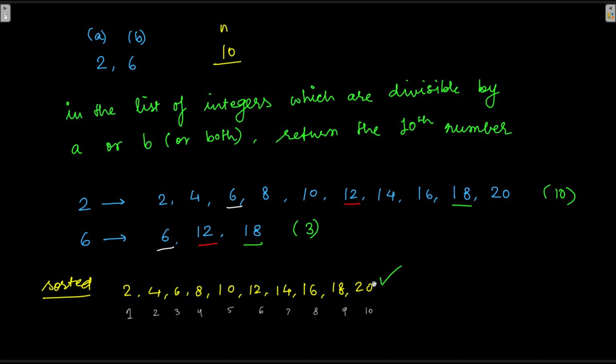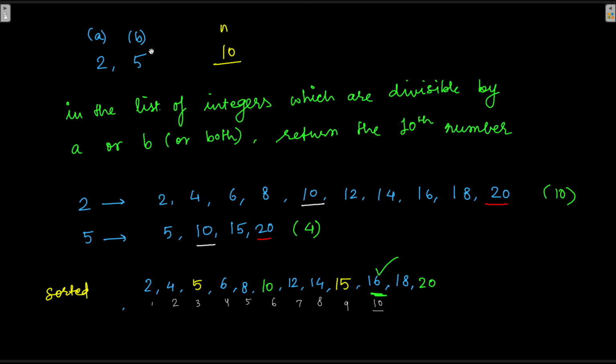Let us take another example. In this case, in the place of 6, I have taken 5. That means the list of 2 is still going to remain the same, but the list of 5 will slightly differ this time. So we have 5, 10, 15 and 20 as the 4 numbers which are divisible by 5 and which are less than or equal to 20. Now we create a sorted list after the merger of these two lists, as given here.